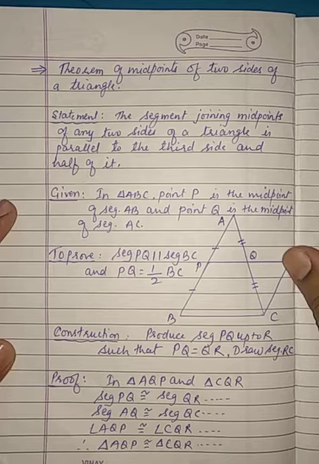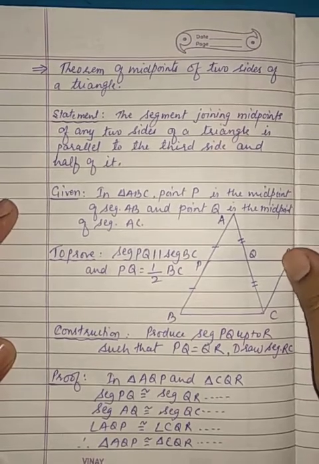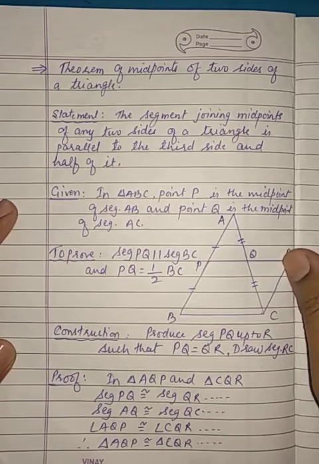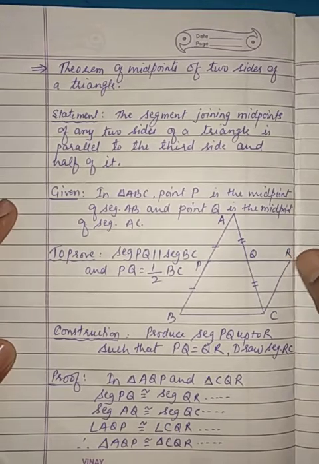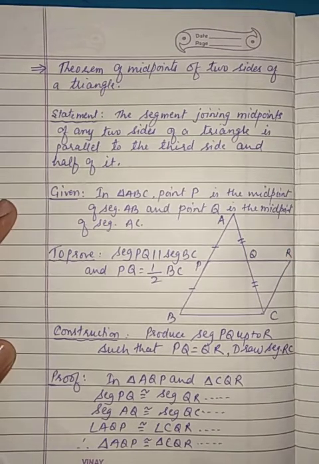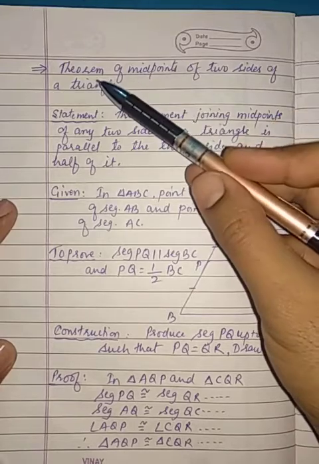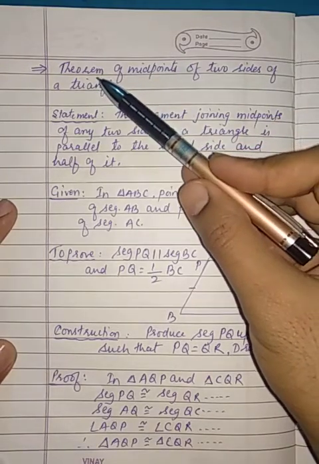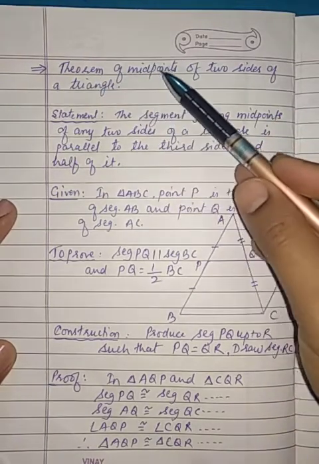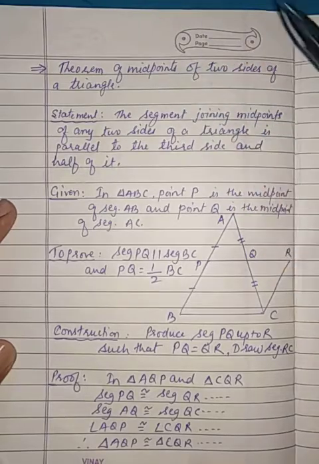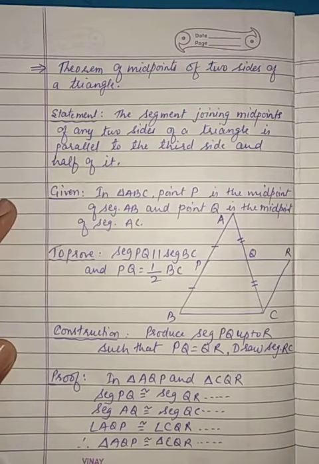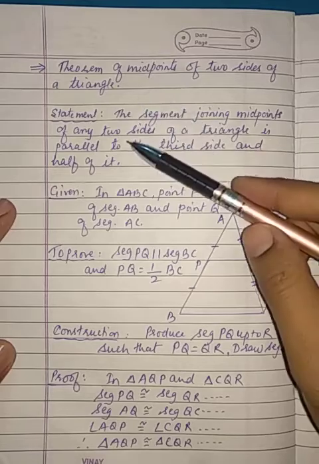We have completed exercise 5.4 from chapter 5, quadrilaterals. So today we are going to do the first midpoint theorem and then sums from 5.4. The first theorem we are going to do is the theorem of midpoints of two sides of a triangle. Okay, let's see what the statement is.